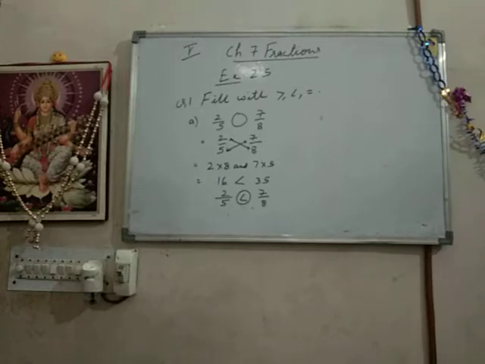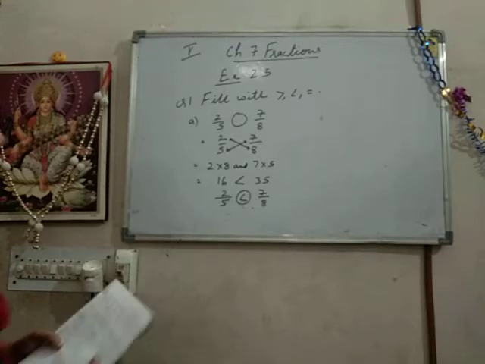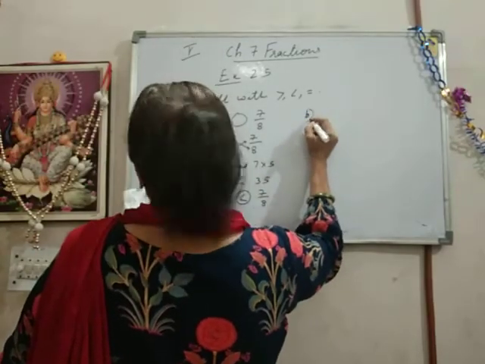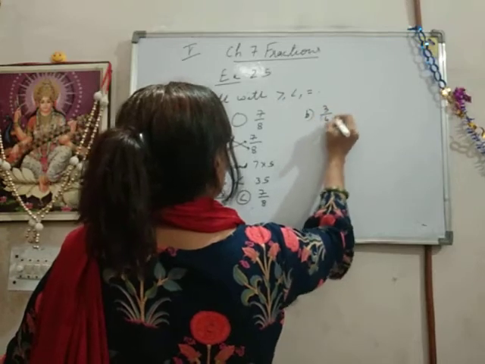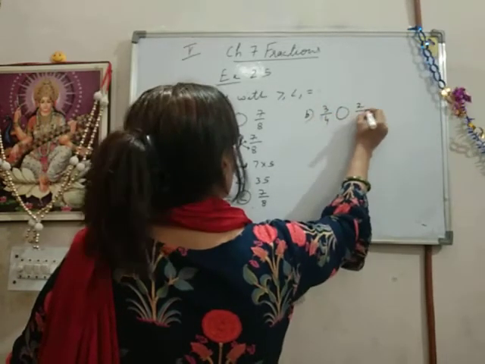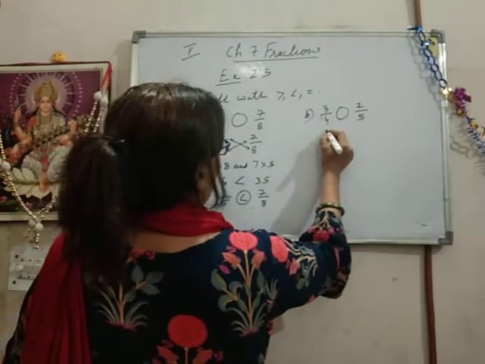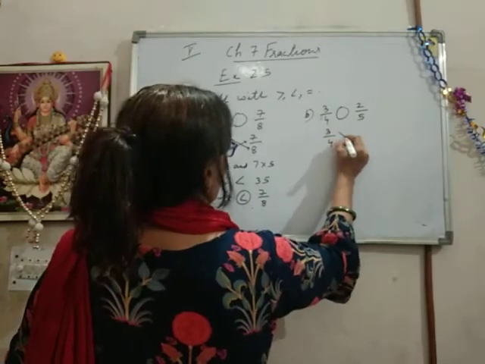Question number B I explain. Okay student. Question number B I solve on this side itself. The question is 3 upon 4. Again we have to put the symbol. We go again in the same way by doing the cross multiplication.